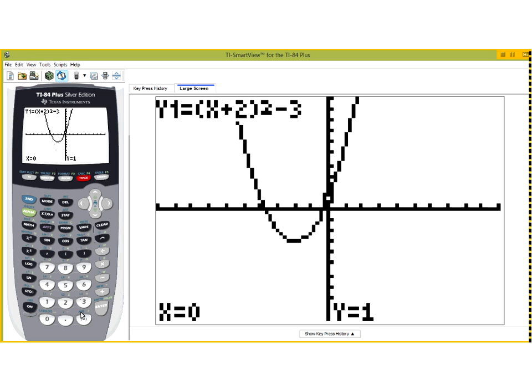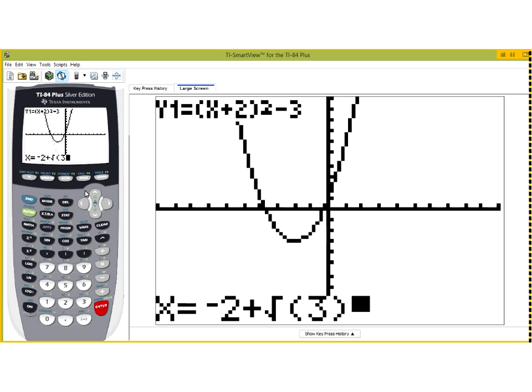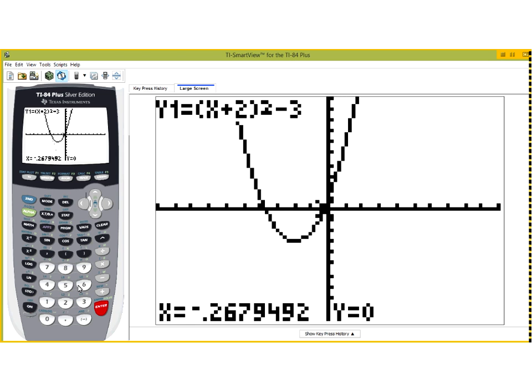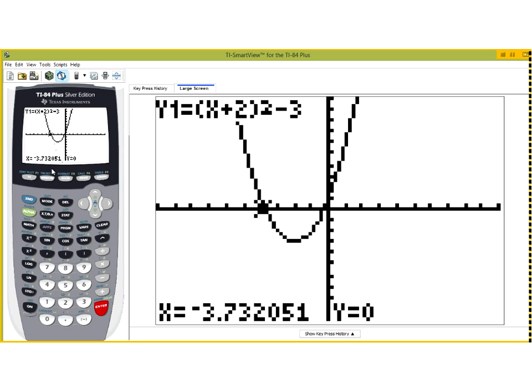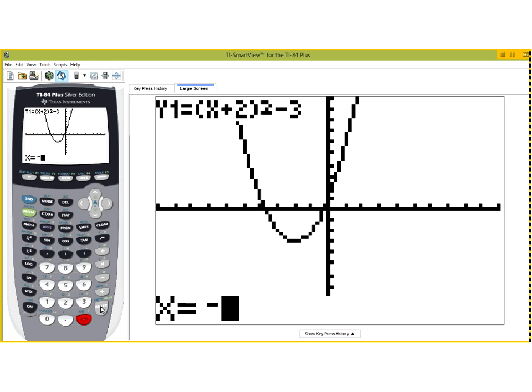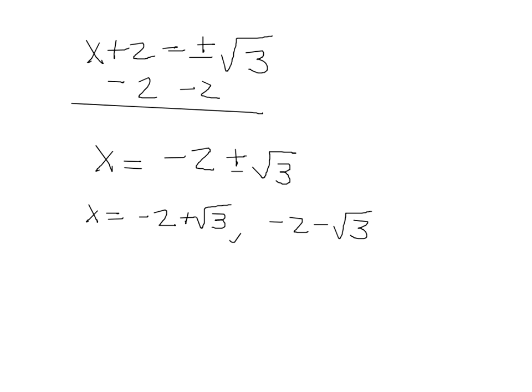If I type in −2 plus the square root of 3, I get y equals 0. So that is an x-intercept. And then I type in −2 minus the square root of 3, and I get y equals 0. So that's also an x-intercept. And my vertex is (−2, −3). I type in −2 for x, I get y equals −3, and I'm at the vertex. So everything seems to work out there. Okay, so there's that example.